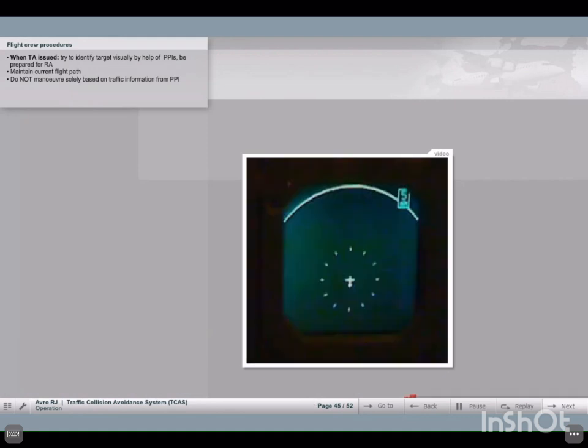In case a TA is issued, try to identify the traffic visually with help from the PPI and be prepared for a subsequent RA. Although a TA indicates that the target might become a severe threat, you must maintain the current flight path. Do not maneuver solely based on traffic information from the PPI or in response to a TA. Moreover, do not report a TA to ATC.